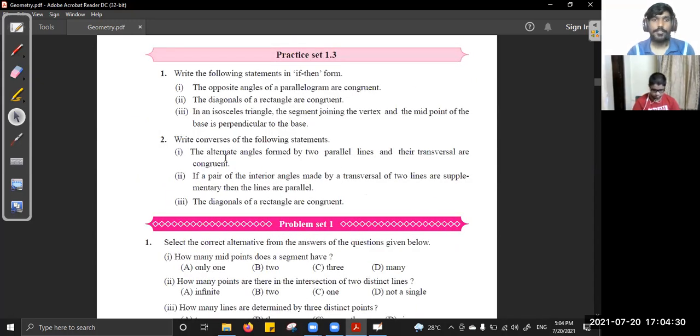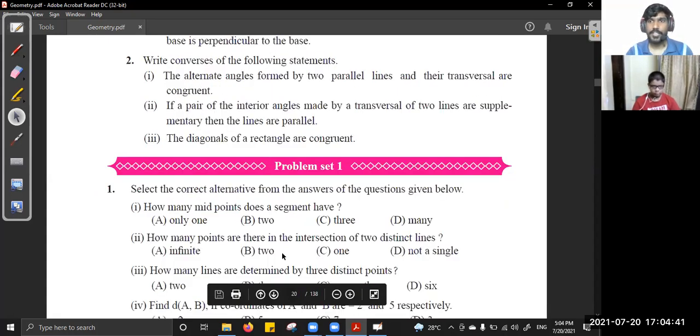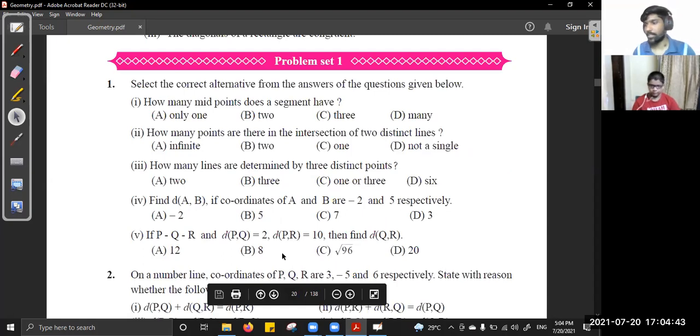Yes, we finished this part, writing the converse of the following, the third one. Did we finish this? Yes. Okay, we'll discuss the problem set then, and we'll finish the problem set today. And then in the next class, we'll start with a new chapter.